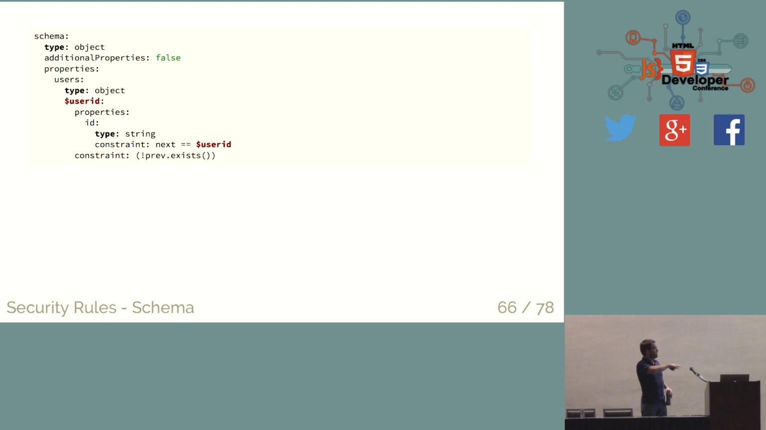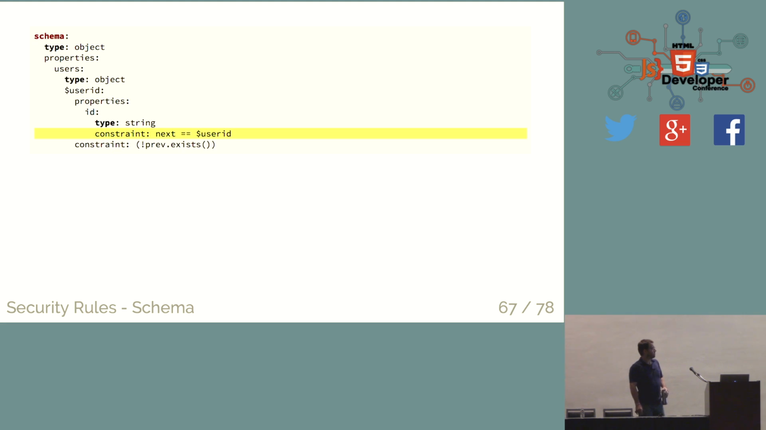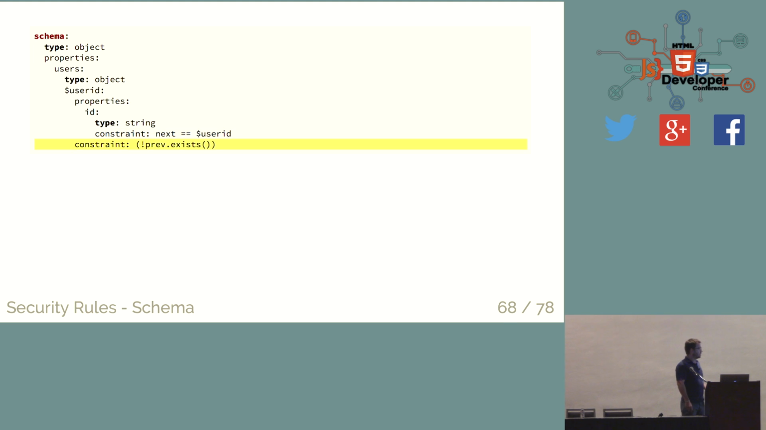/users/something that goes there, and that something must have an ID whose, and now next is the value of the data being written, and previous is the value that was in this location before this write happened. So we have these next and previous variables that are globally available to our security rules that represent the data coming in and the data that is already there.